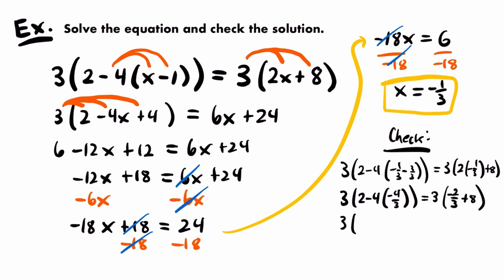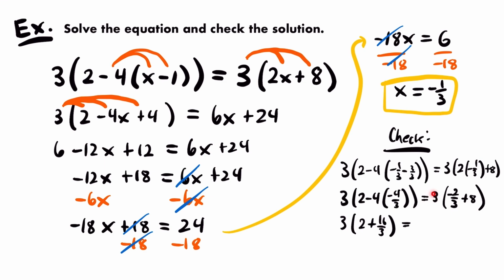So you get 3 times 2 plus 16/3, which is equal to 3 times negative 2/3 plus 8. Now you could do this a couple ways. You could choose to rewrite 8 in terms of thirds and then add those two fractions. But I think something easier to do here is make use of the distributive property.